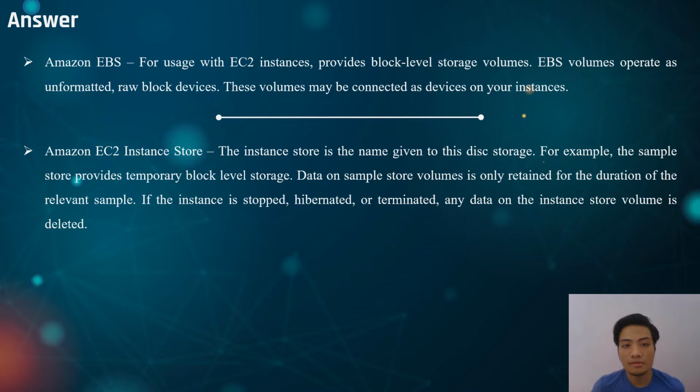For Amazon EBS, for usage with EC2 instances, it provides block level storage volumes. EBS volumes operate as unformatted raw block devices. These volumes may be connected as devices on your instance.